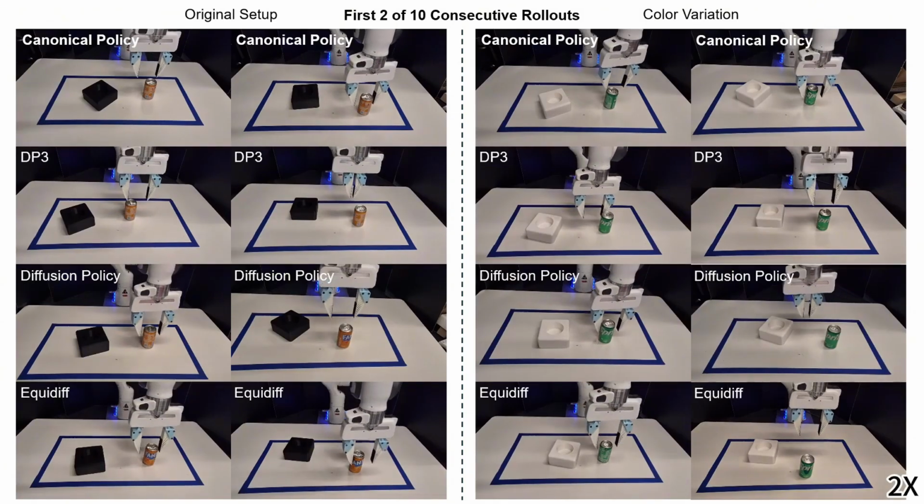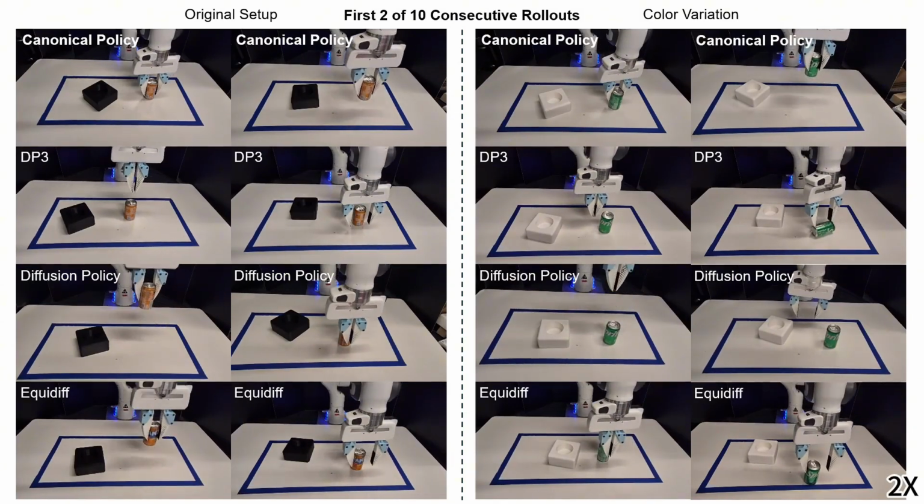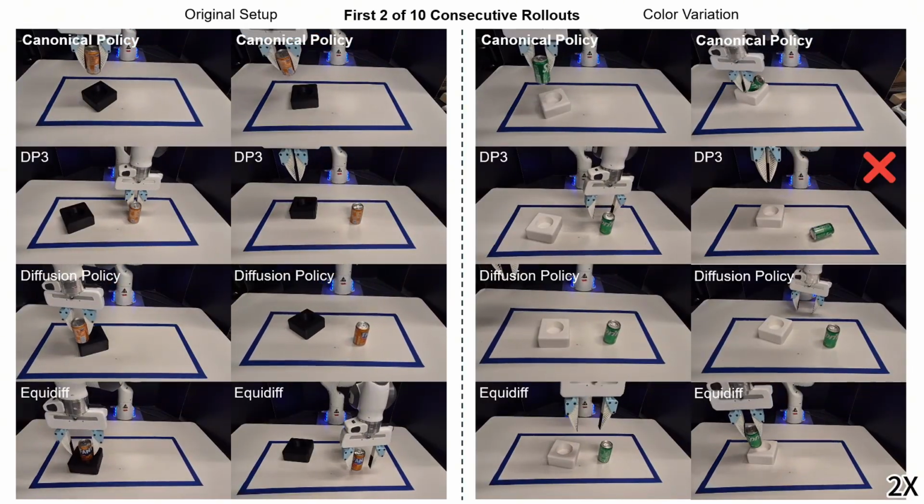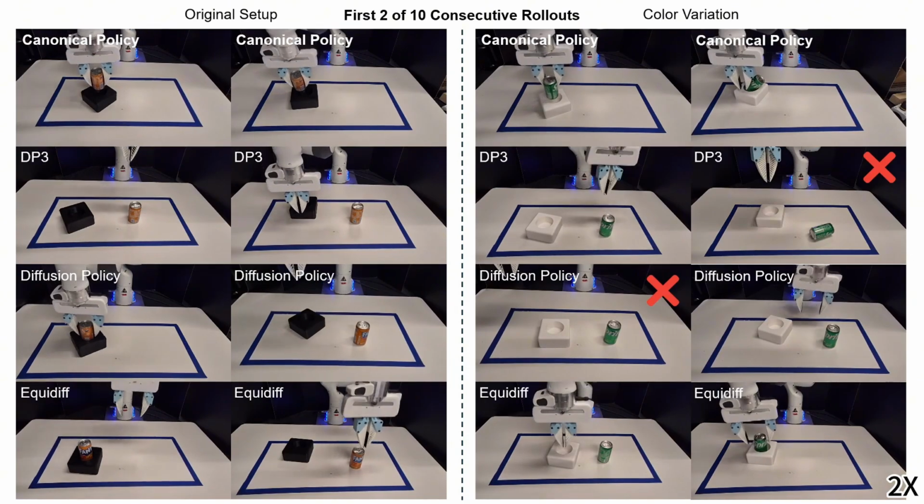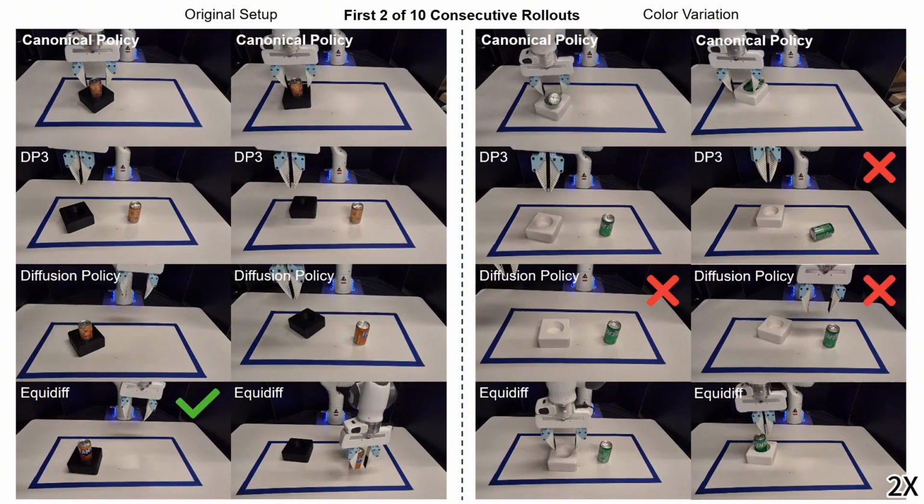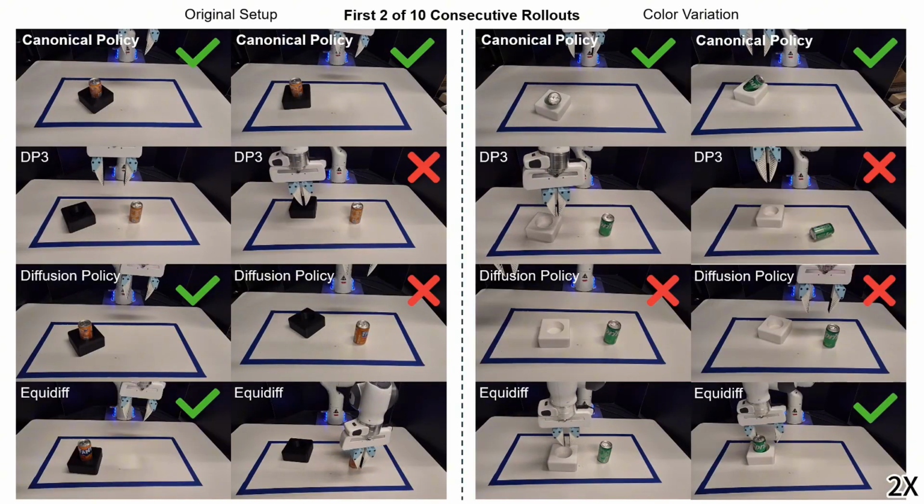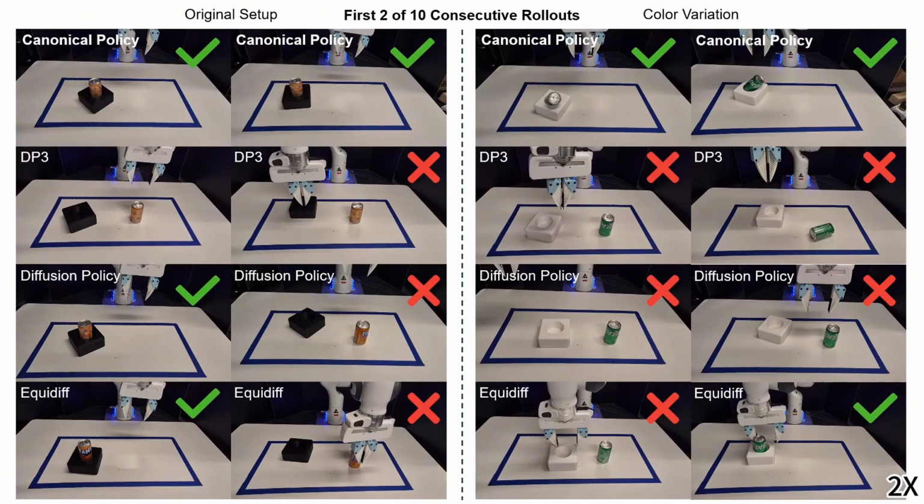The can insertion task is more precision-demanding. The robot must pick up a can on the right, and insert it into a hole on the left. Despite the challenge, canonical policy consistently succeeds under both the original and color-shifted settings, validating its grasping and placement accuracy.